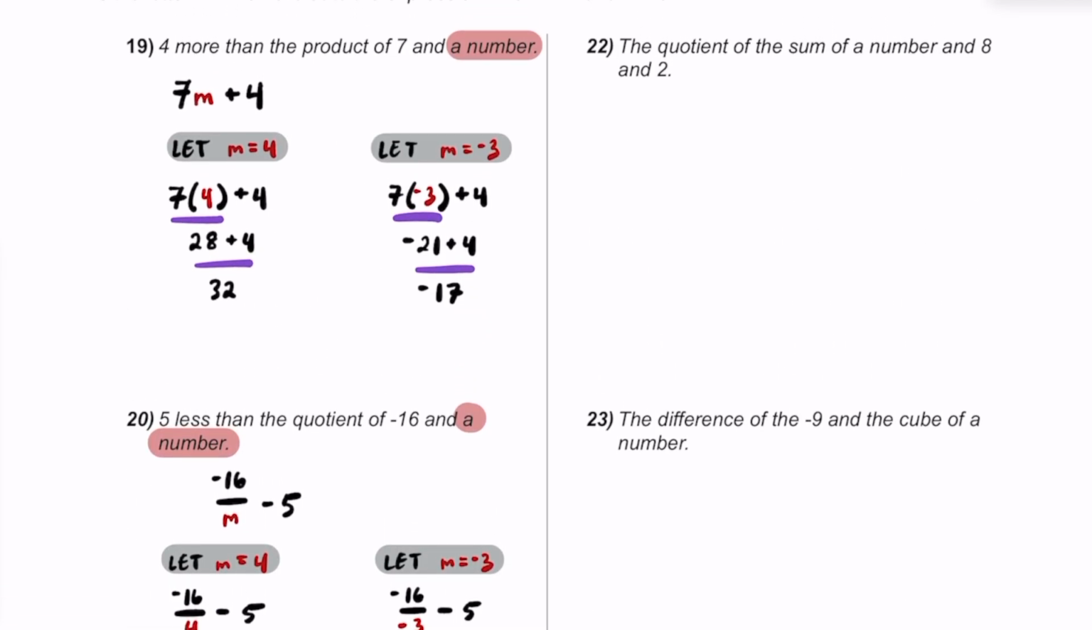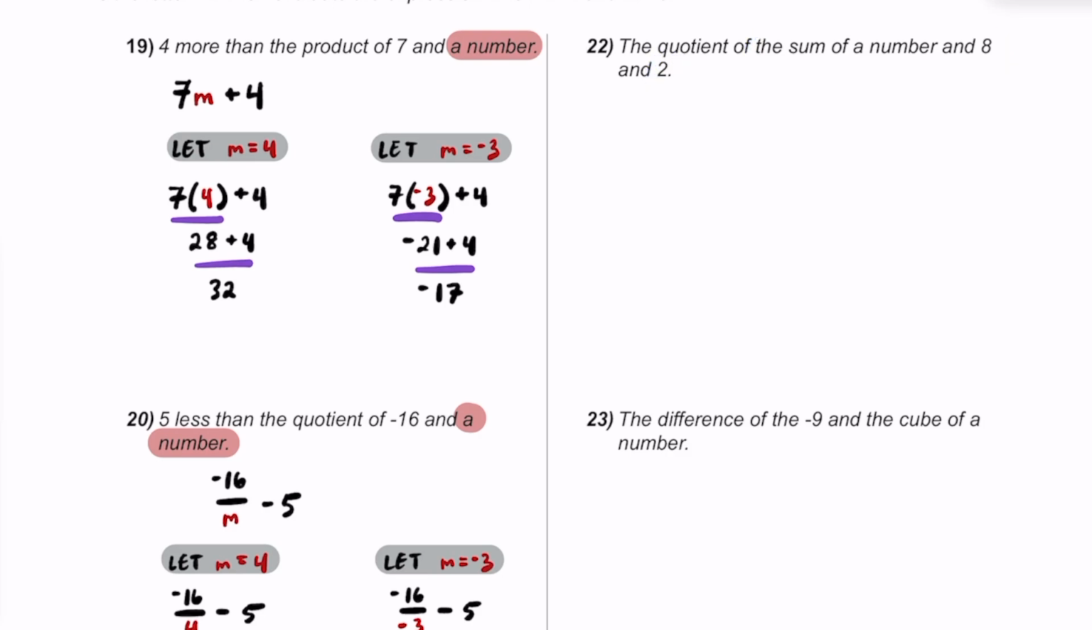All right, here is number 22. In number 22, we have the quotient of the sum of a number and 8 and 2. So this one's a little bit different because we have the wording like this, but we have the quotient, which means we're dividing. We're dividing what two things? Well, it's going to be the sum of a number and 8. So this is the first thing we're dividing. The second thing we're dividing is 2, or rather what's before the division sign and what's after the division sign. So just take a look at where the word and is here, okay?